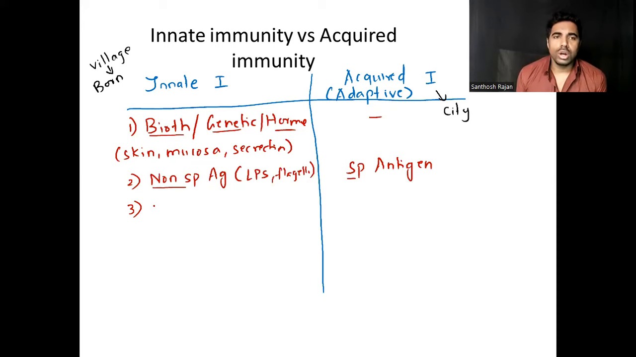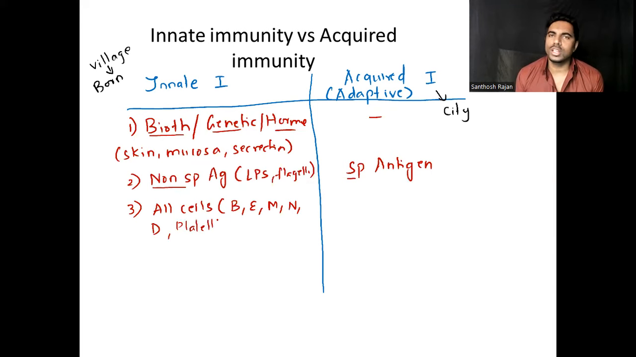Almost all cells, except T and B cells, take part. When I say all cells, it includes your basophils, eosinophils, macrophages, neutrophils, dendritic cells, platelets, everything, nothing is left. All the cells have an important role in innate immunity. In acquired immunity, I will take platelets out because they don't have much role here. Basophils, eosinophils, macrophages, neutrophils, lymphocytes, even your monocytes, everything has an important role.